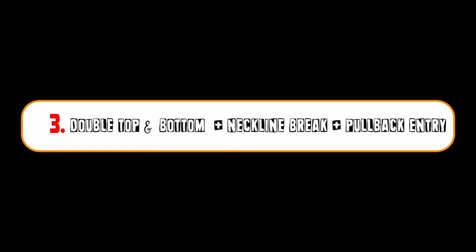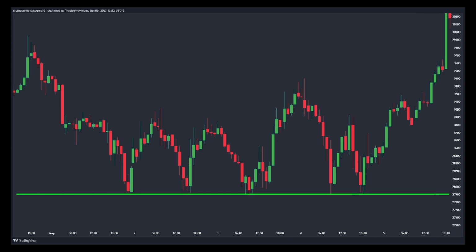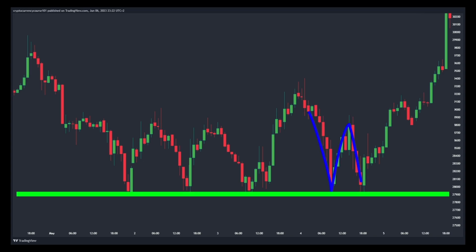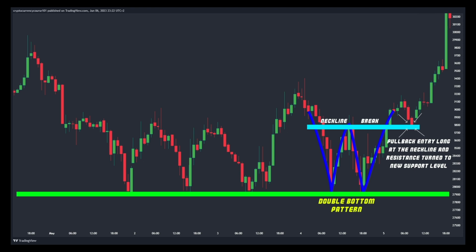So moving on to the third variation, a double top or a double bottom pattern, but instead of taking a breakout entry, waiting for the pullback entry. So back to the Ethereum example we just covered. You had your double bottom pattern and neckline break, but instead of taking the breakout entry, there was a second long entry on the pullback to the new support level. This is actually a very good level because it was formed way back here.